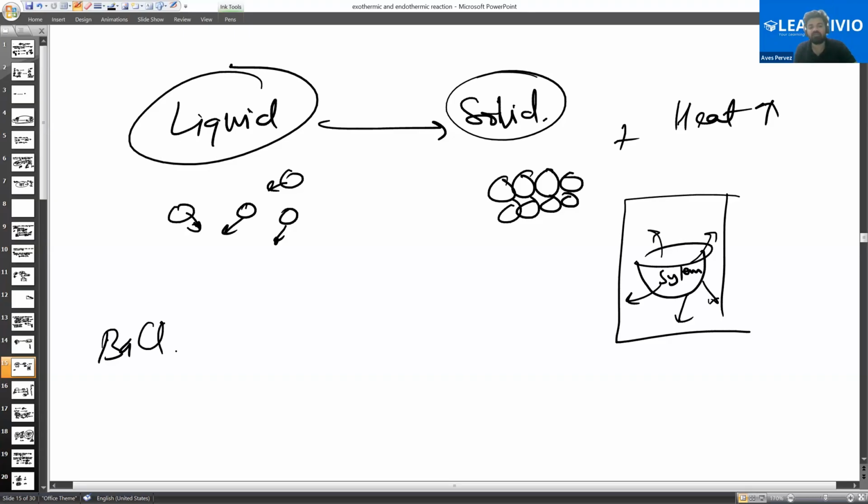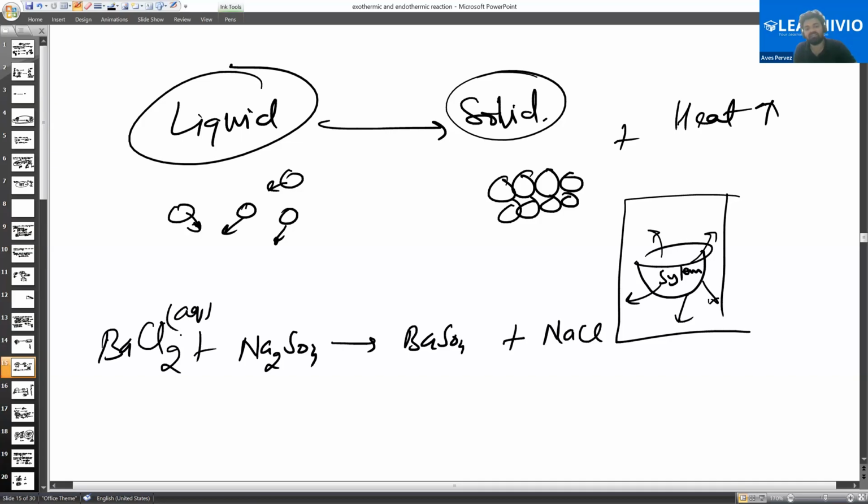Barium chloride when it reacts with sodium sulfate, Na2SO4, gives you barium sulfate plus sodium chloride. We notice that sodium chloride is in an aqueous state, meaning it is soluble. It can easily dissolve in water. But here we find that barium sulfate, BaSO4, is different.